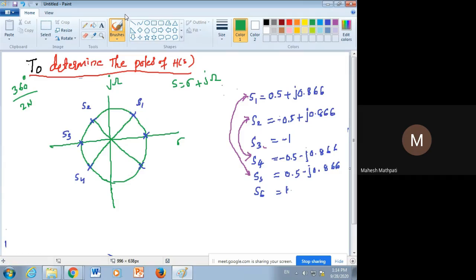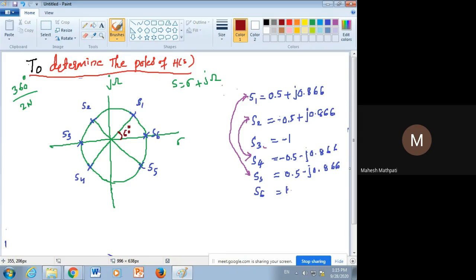So at this point we are writing S4, then S5, and then S6. This is how the poles are represented. ठीक है. और यहाँ पे सेपरेशन कितना है अभी? What is the angle separation? 60 degree. The angle separation is 60 degree for this.